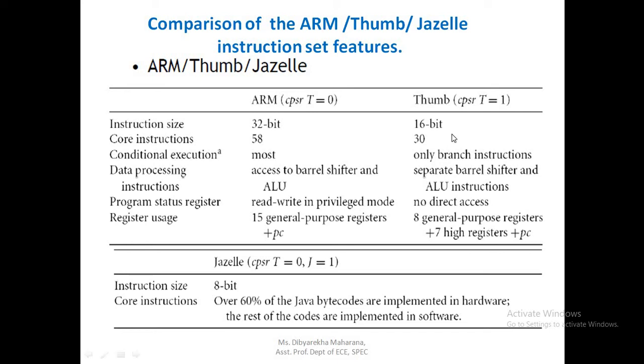In Thumb state, at that time T equals 1. It has 16-bit instruction size. There are 30 core instructions. It has only branch instructions for conditional execution. There are separate barrel shifter and ALU instructions. There is no direct access to the program status registers. It has 8 general purpose registers plus 7 high registers and a program counter. Jazelle mode comes when the T bit is 0 and the J bit is 1. The instruction size is 8 bit and over 60% of the Java bytecodes are implemented in hardware. The rest of the codes are implemented in software.